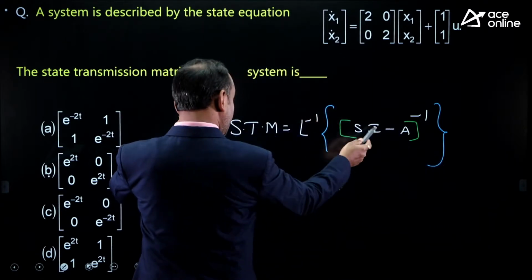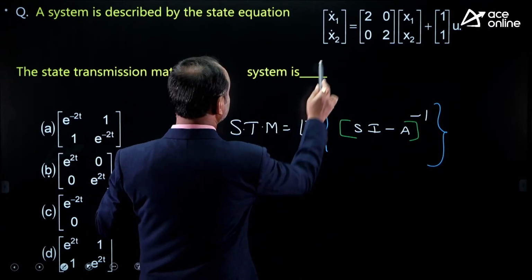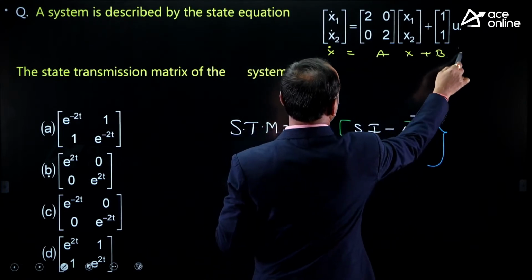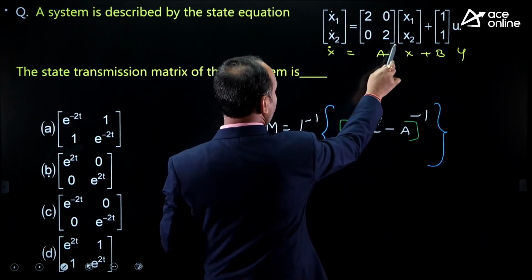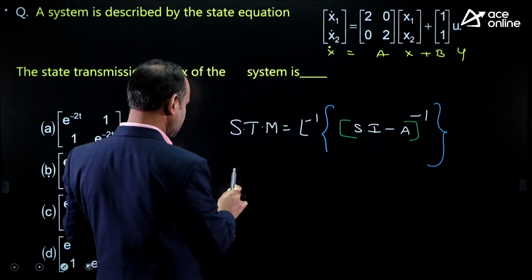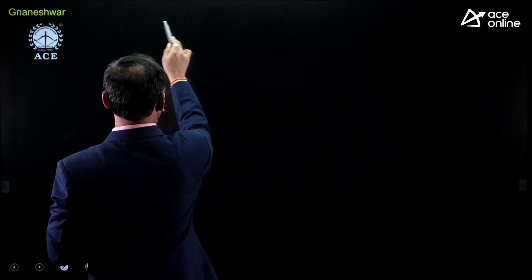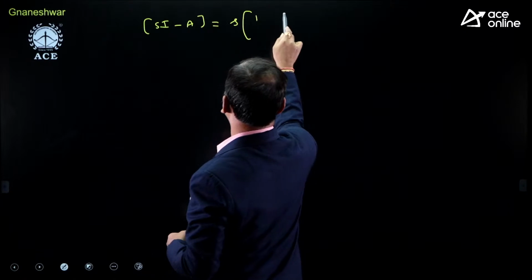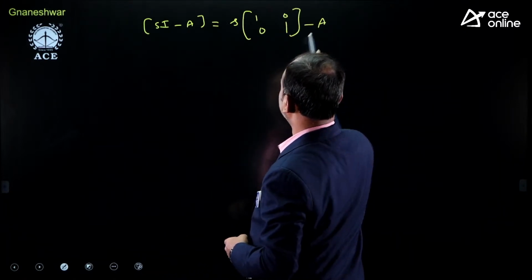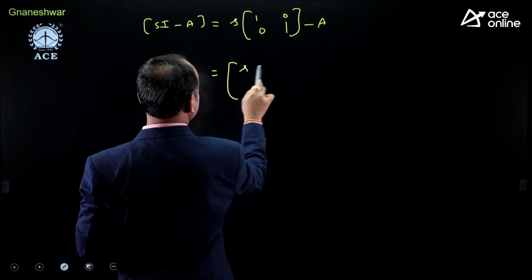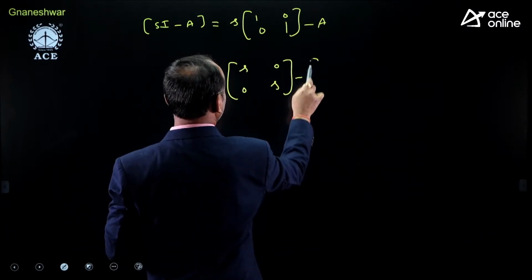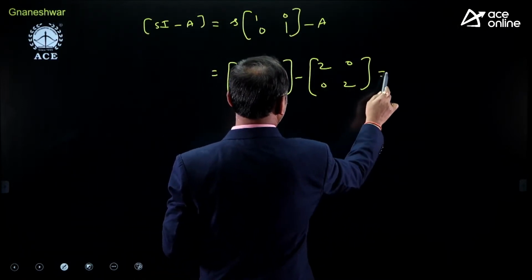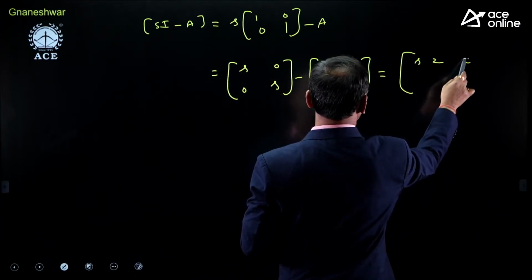Now first, sI you can write. Here the A matrix is given. This is X dot equal to AX plus BU, dear. I think the B matrix is not required for us, only sI minus A. A is a 2 cross 2 matrix. How to write sI minus A? The sI matrix means [1 0; 0 1] times s, minus the A matrix, which is [2 0; 0 2]. So sI minus A equals [s minus 2, 0; 0, s minus 2].